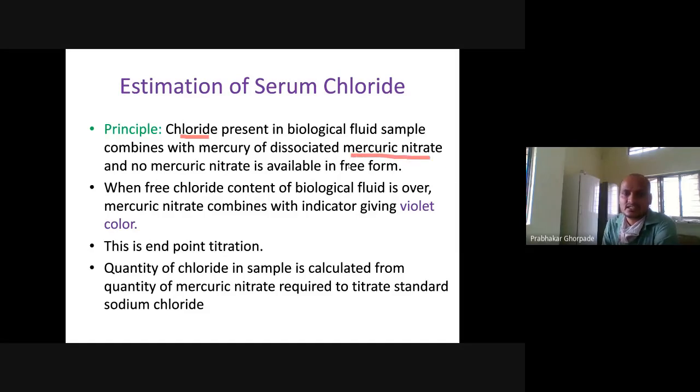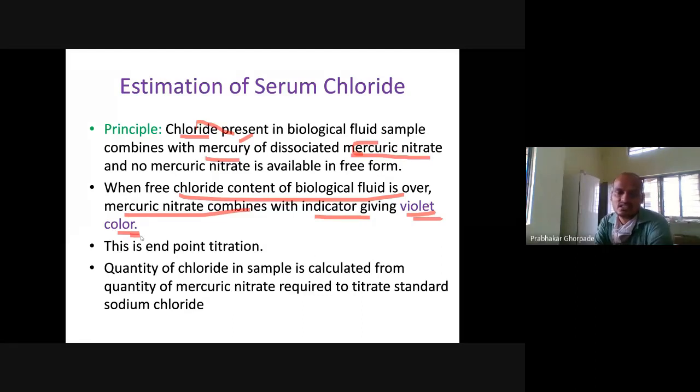After treating it, the mercuric portion gets dissociated and combines with the chloride. Mercury and chloride combine, and based on that principle, we can detect it. When the chloride content of the biological fluid is used up, only then will the mercuric nitrate combine with the indicator and give the violet color. So basically, it is a titration test. In the 12th class, you may have seen titration tests. So this is a titration test.